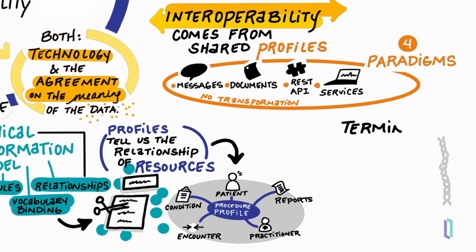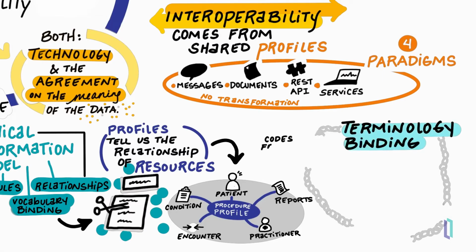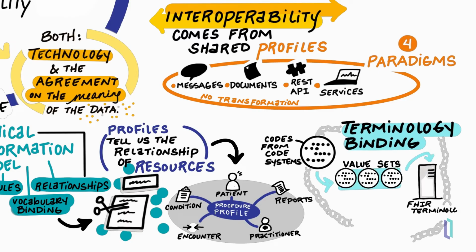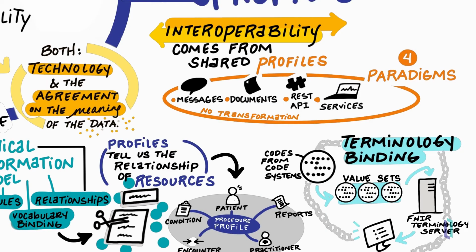The terminology binding in these profiles uses a FHIR terminology server, which contains all of the codes and value sets needed for a FHIR profile. The codes used for a particular element make up a value set. All applications, systems, and operations using the profile can access the server, ensuring that the same codes are used to refer to the same data elements within resources across systems.